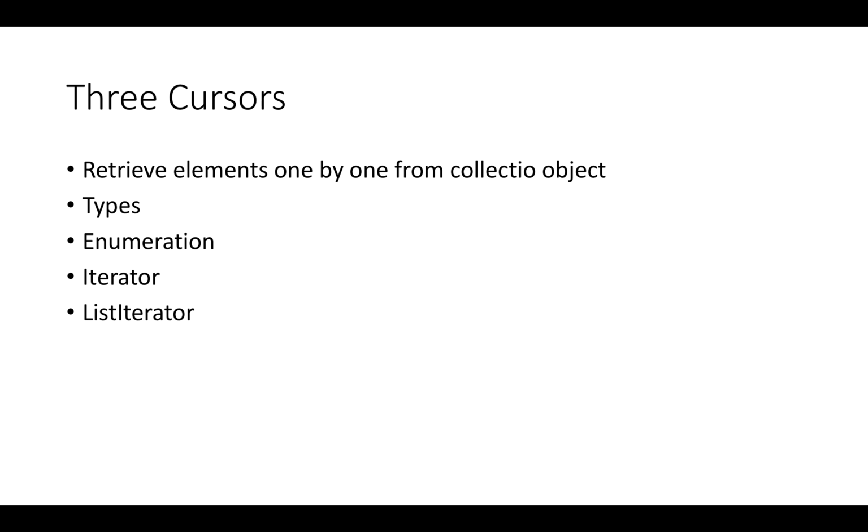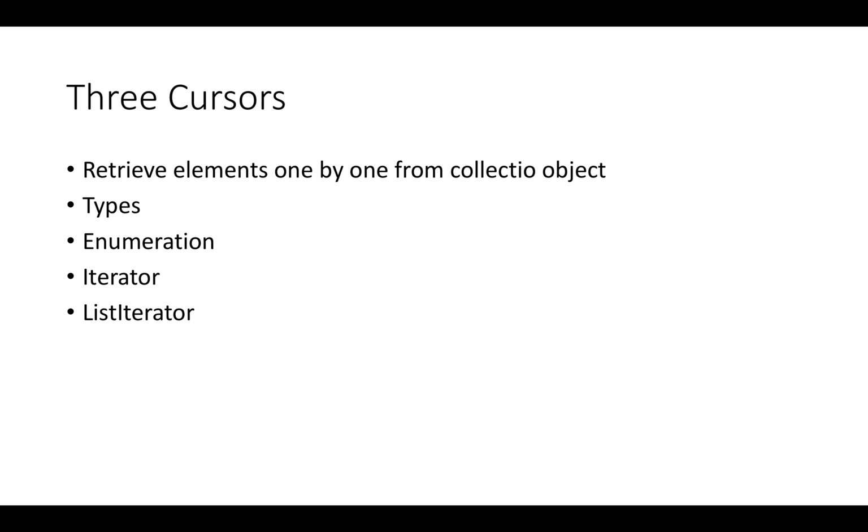Hello friends, in this video I'm going to explain what are the three different cursors in a collection. Let me first discuss what the meaning of a cursor is. If you want to retrieve the objects, meaning elements, from the collection one by one, at that time we can use the cursors. In a collection we have mainly three types of cursors. The first one is Enumeration, then Iterator, and the ListIterator.